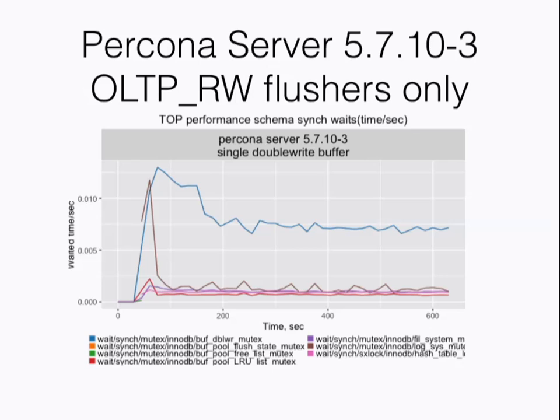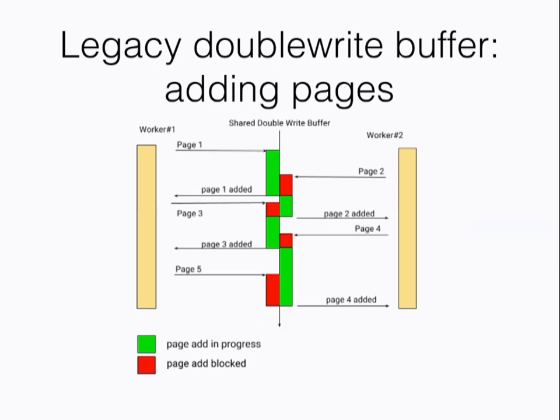And then we actually started looking into doublewrite internals. What does that mutex do? So the doublewrite data structure is shared. It's a single in-memory buffer. And everybody wants to add to it basically at the same time. So that's what the mutex does. It simply serializes access there. OK, that's easy.